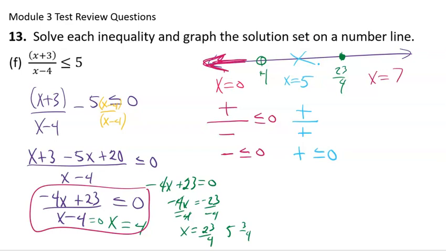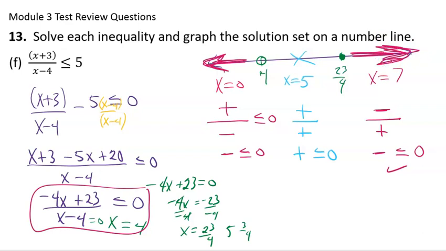Now, again, looks like they usually alternate, like shaded, not shaded, shaded, right? Best bet is this is going to be shaded, but it's not guaranteed. So you do have to check it. All right, so I take 7 and I plug it in up here. Negative 4 times 7 is negative 28. Negative 28 plus 23 is a negative 5, so it's negative in the numerator. 7 minus 4 is a positive 3, so positive in the denominator. Negative divided by positive is negative. Is that less than or equal to 0? It is, so I shade right here.